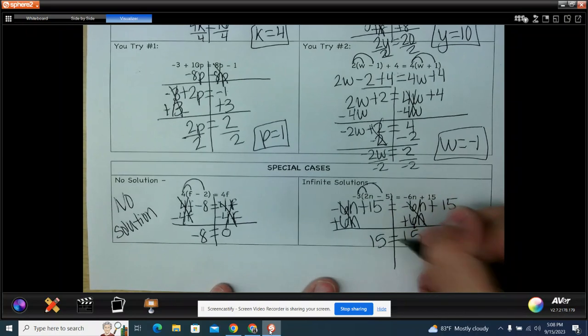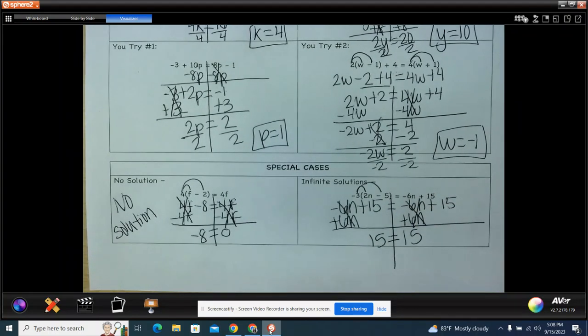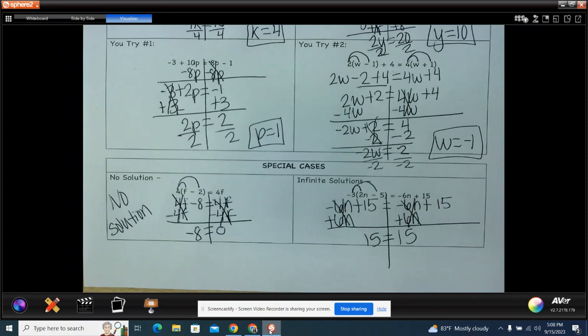So for this one, I have 15 equals 15. So when they equal the same answer, there's not an x. This is called infinite solutions. Infinite solutions means it has many, many answers. So if I were to plug in a number, I would get the same answer on both sides.